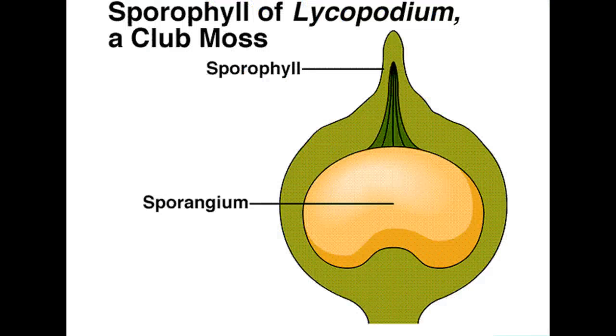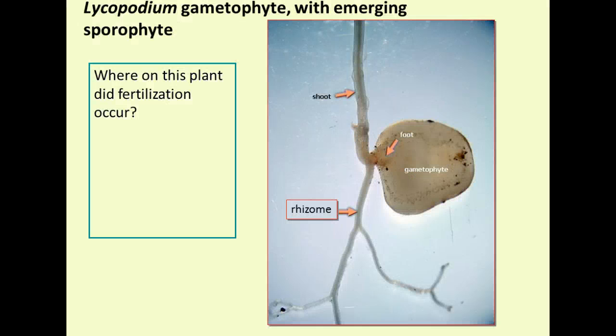Okay, so let's look at a single sporophyll. We have the sporangium on the inside and the sporophyll subtending that sporangium. Okay, and here's an actual gametophyte. So we have a foot here attaching to a shoot and a rhizome, and we have this large gametophyte coming off. So where did fertilization occur on this plant?